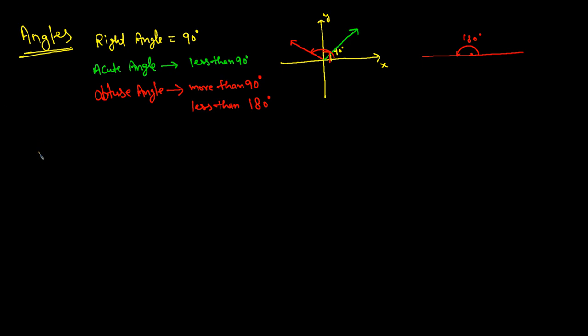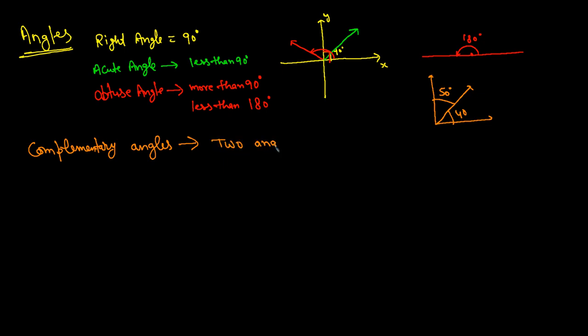Okay, so the next thing is called complementary angles. Complementary angles are two angles whose sum is 90 degrees. So let's say this is 90 degrees and there are two angles that make this 90 degrees. Let's say this one is 40 degrees and this one is 50 degrees. So two angles whose sum is 90 degrees are called complementary angles.